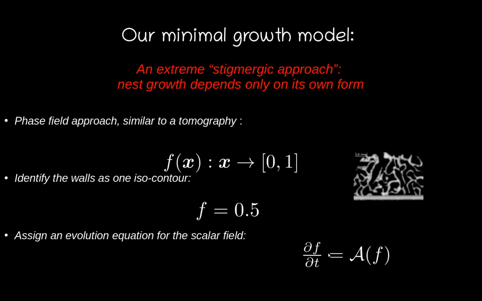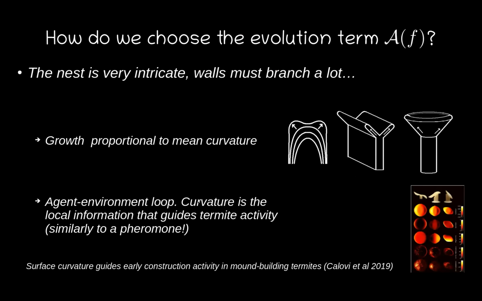And now we need to give a law for the evolution of this field, which is the evolution of our nest. To do this, we make the hypothesis that the growth happens where mean curvature is high, for example, at the tips of these drawings, as you can see here. So at the edges of the wall, there is growth, while whenever there is no curvature, for example, saddle shaped, you don't have growth anymore. So this is the reminder of the last talk.